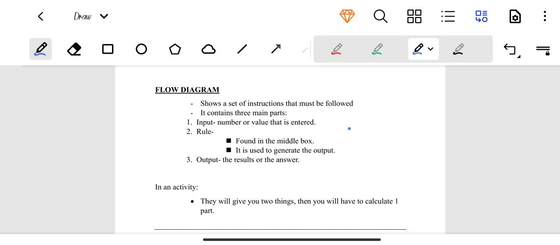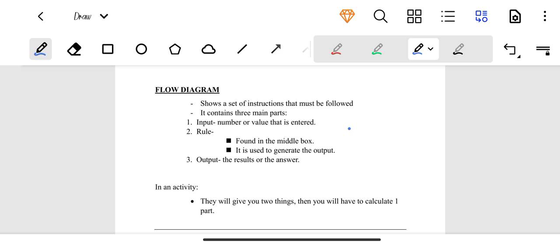In this lesson, I want us to look at flow diagrams. When you're dealing with flow diagrams, what you have to note is that a flow diagram is made up of three main parts. Number one is called an input. The second one is rules. And the third one is an output.